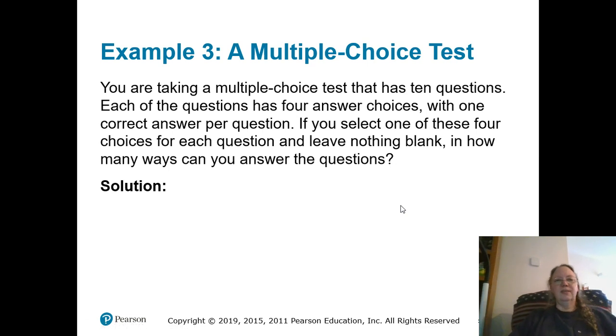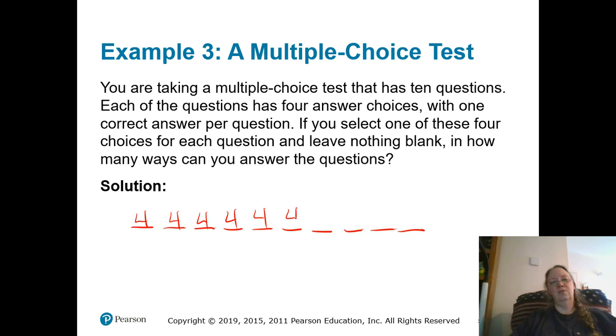All right, let's take a look at this. Now we have a multiple choice test. Be really careful on this problem. I love to give this question on the test. It has 10 different questions, so we've got questions 1 through 10. Each question has 4 answers. So we've got 4 answers for the first question, 4, 4, 4, 4, 4, 4, 4, and 4.